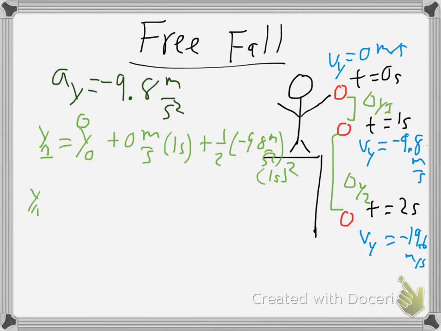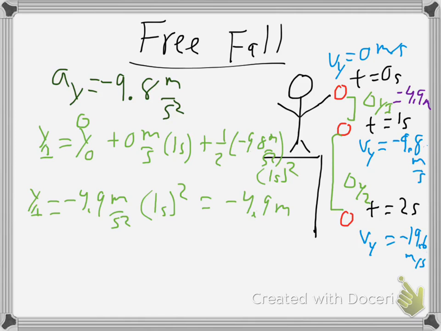Okay, so this initial position here is also 0. So we can find that y1 is just going to be equal to negative 4.9 meters per second squared times 1 second squared, which is equal to minus 4.9 meters. Okay, so this distance is 4.9 meters below the person's hand. Okay, so a falling object will move 4.9 meters in that first second.